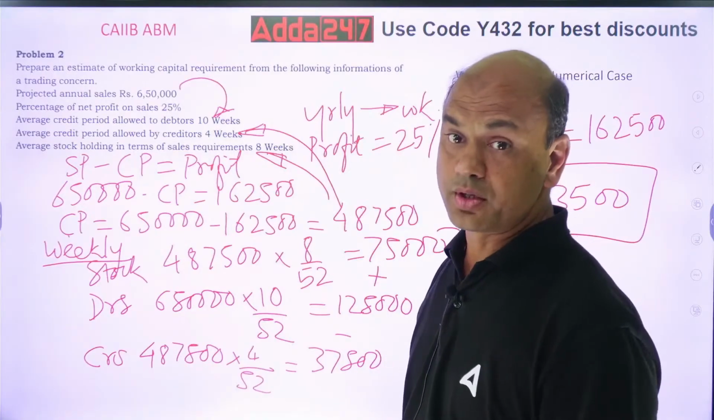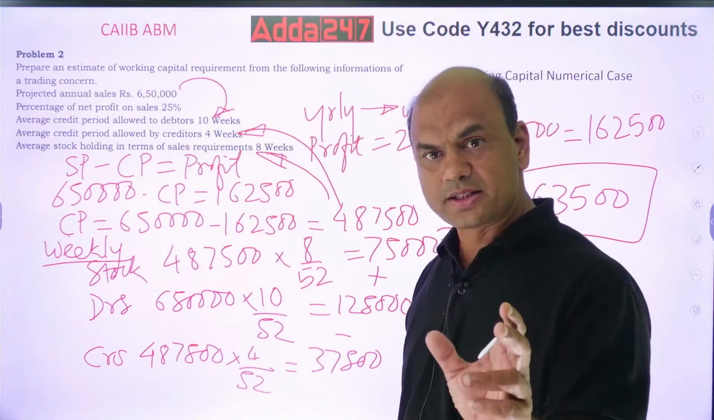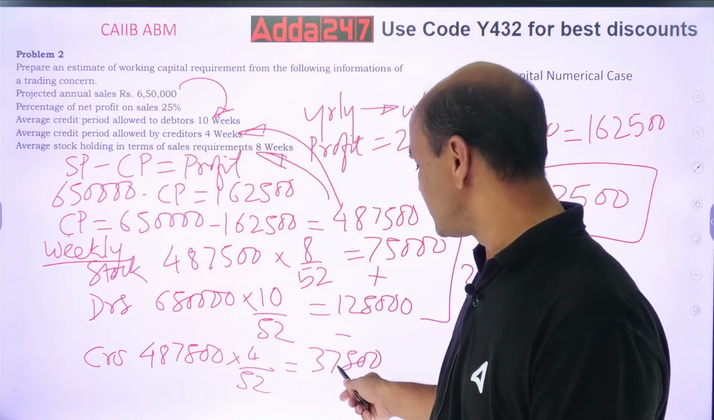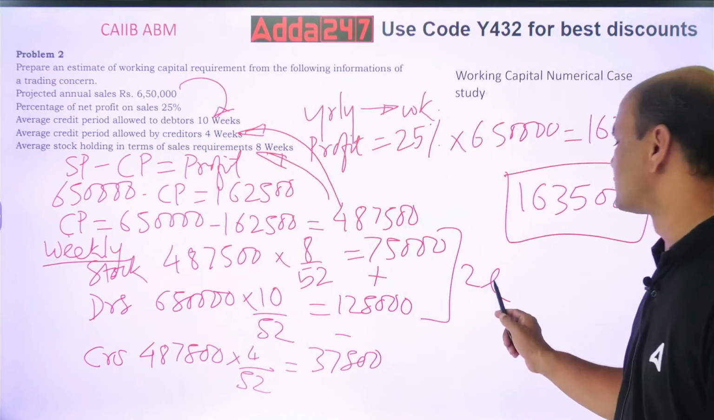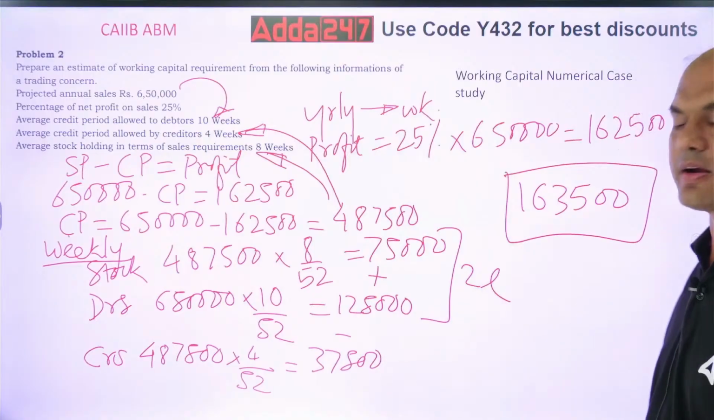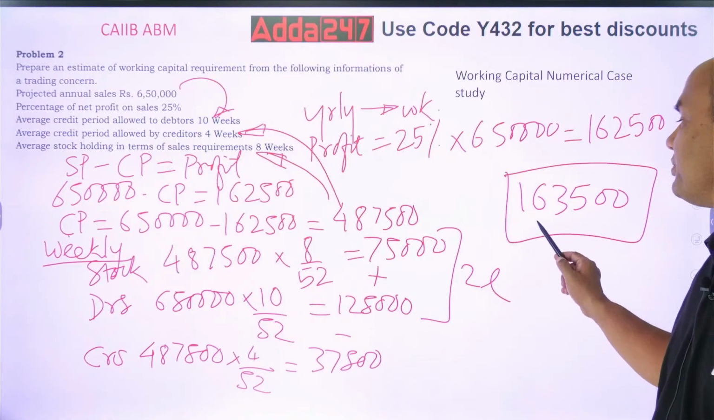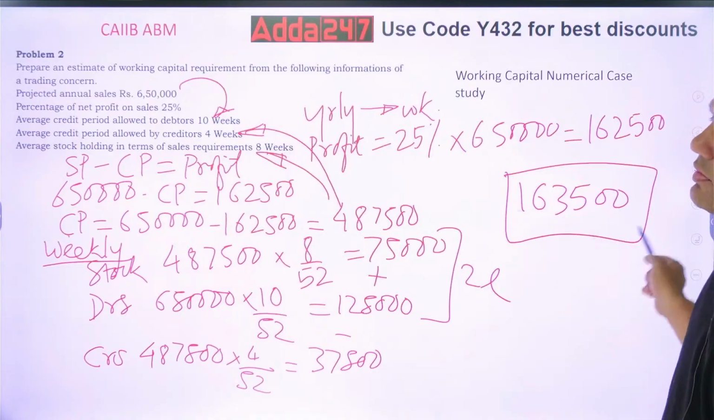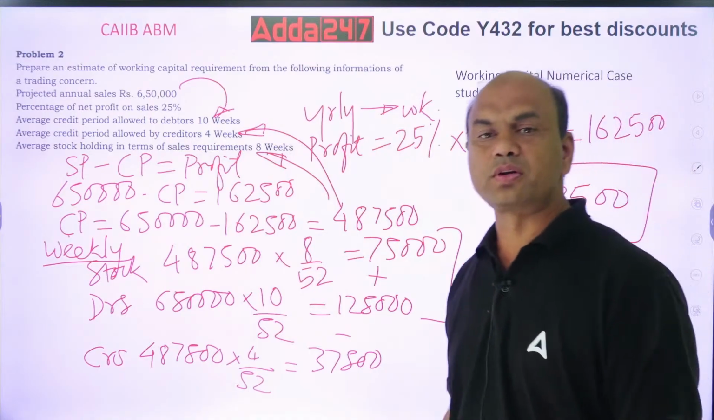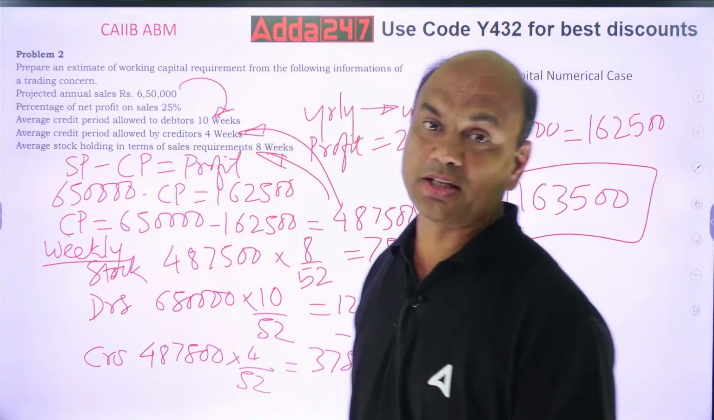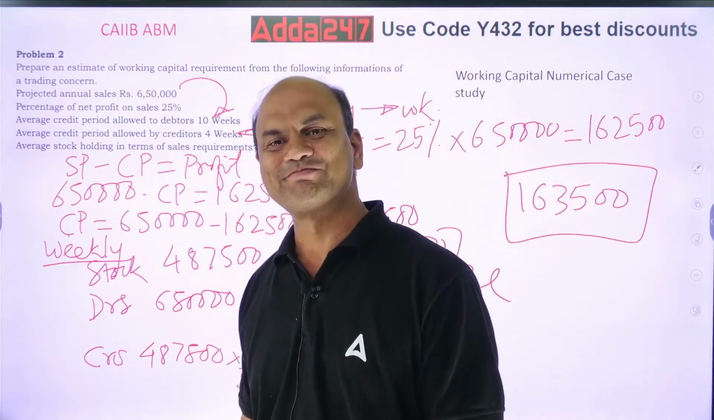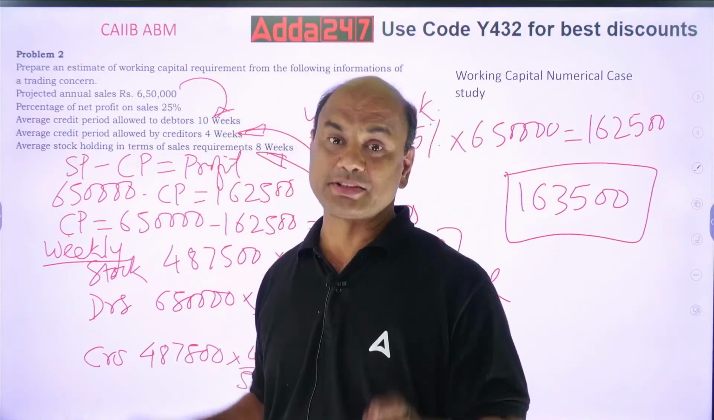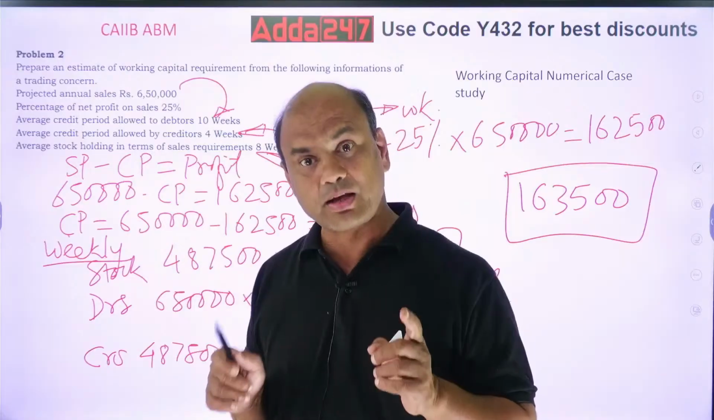So what should you do now? Current asset minus current liability. So 2 lakh minus 37,500. See this, 2 lakh minus 37,500. So what do you get? 1,63,500. What is this? This is my NWC, net working capital gap. So this is my net working capital requirement.